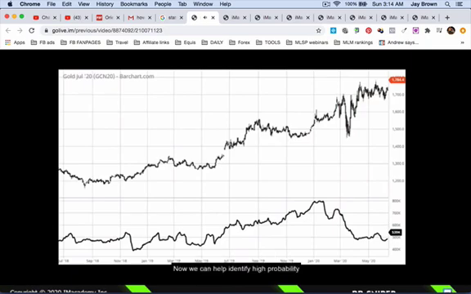Now we can help identify high probability by looking at open interest. I know there's a lot of open interest going on, but nonetheless, if you look around November of 2019, and you see that little small consolidation in there, it's right here. This is what I'm talking about. So look inside of this consolidation here.